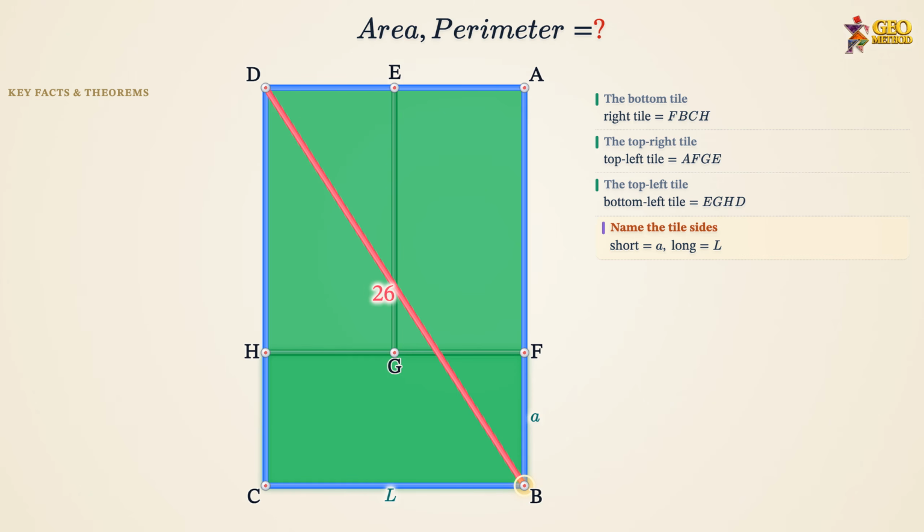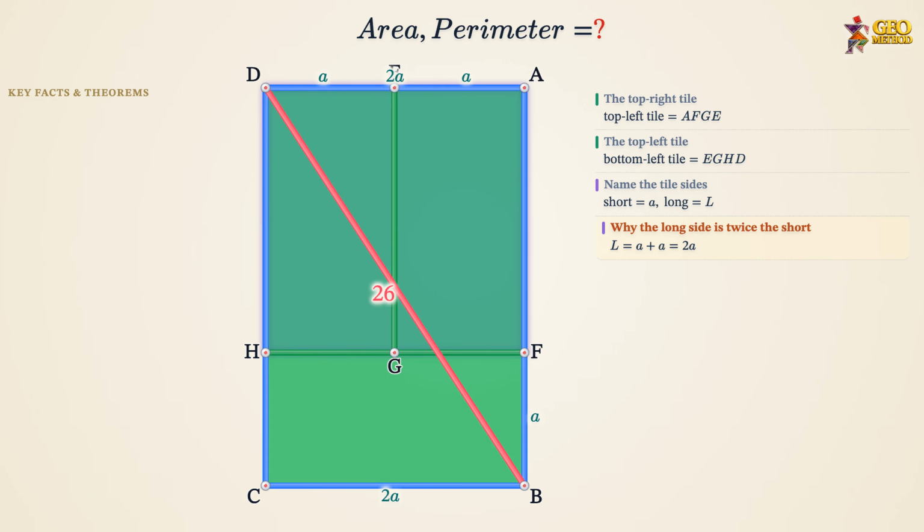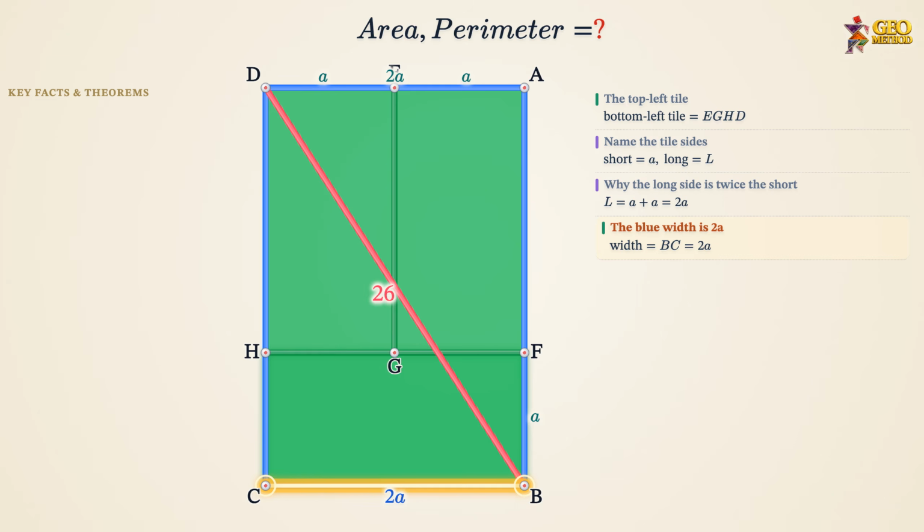Because the three tiles are congruent, they all share one short side and one long side. Let the short side be A and the long side be L, so every tile measures A by L. The two standing tiles sit side by side across the top, each contributing its short side A to the full width. The lying tile's long side L spans that very same width, so L equals A plus A, which is 2A. So the width of the blue rectangle, the side BC, equals that long side, which is 2A.